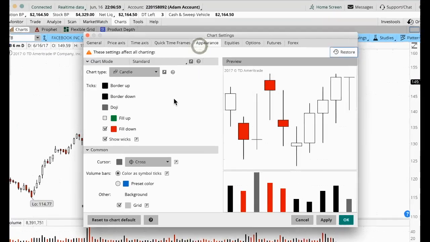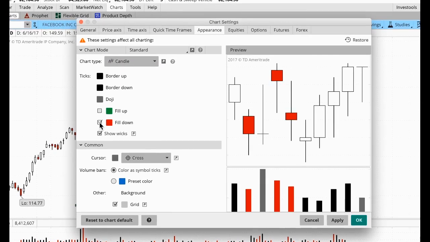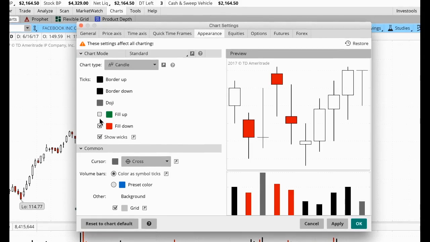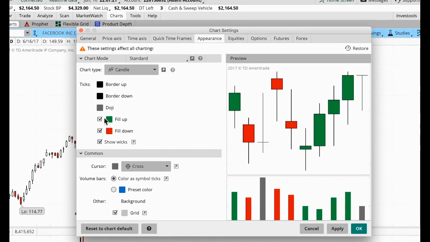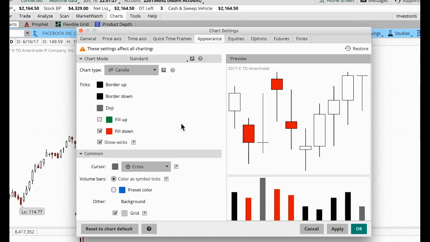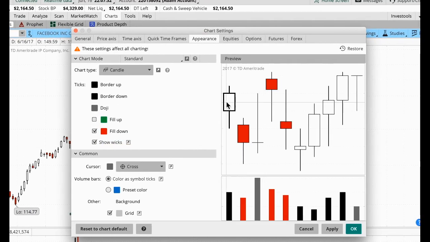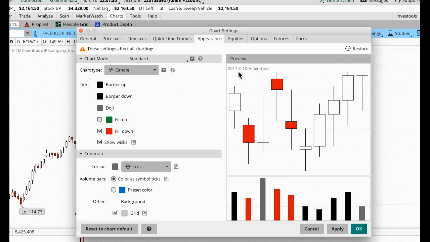Next, appearance. This is really up to your personal preference. First of all, you have to choose candlesticks. We want to look at candlesticks as professional traders, investors. Show wicks, yes. Fill down candles. Now, if you click on this, your bullish candles will be green, and that's fine, but I like my bullish candles to be white, so I uncheck that, and I check my bearish candles to be red. So that's my bullish candle, that's my bearish candle. Again, if you like green, you can click on green. It's really up to you.